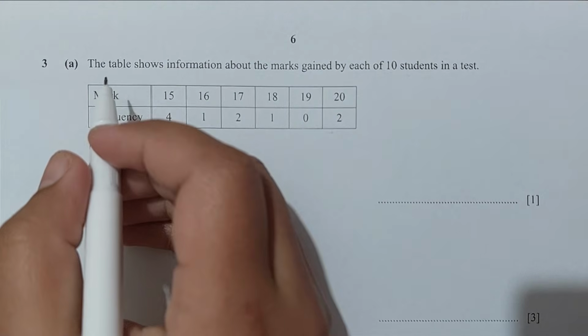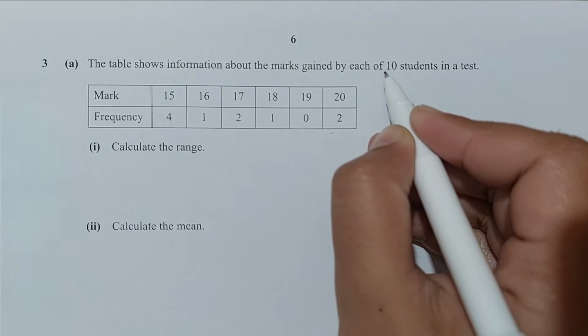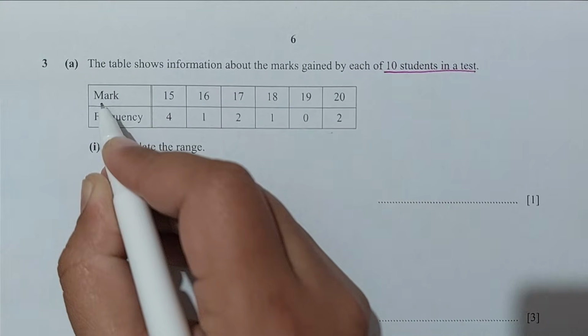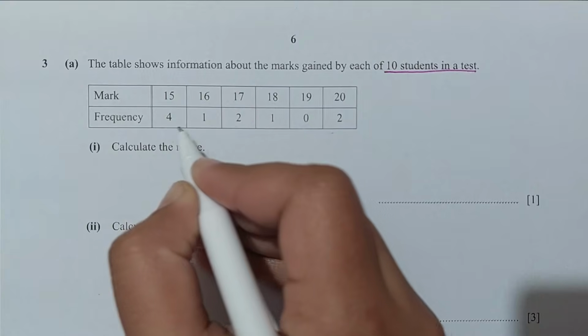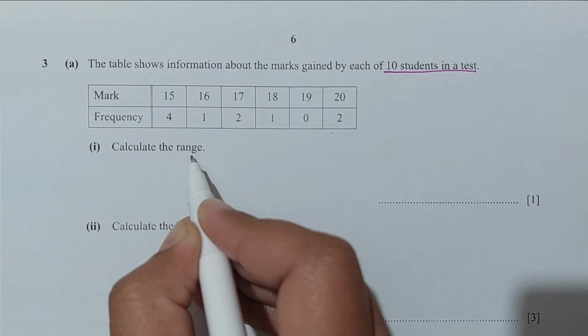Question number 3, part A. The table shows information about the marks obtained by each of 10 students in a test. The marks and the frequency. The sum of this frequency should be 10. Number 1, calculate the range.